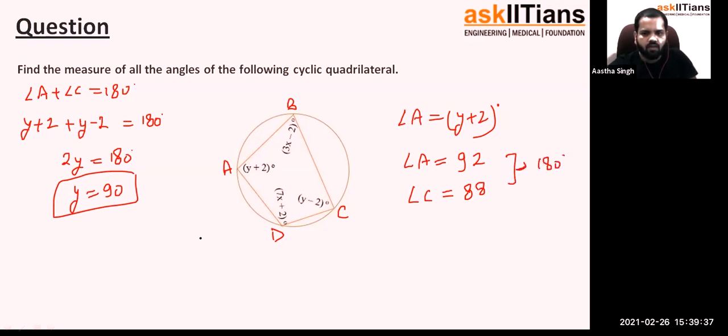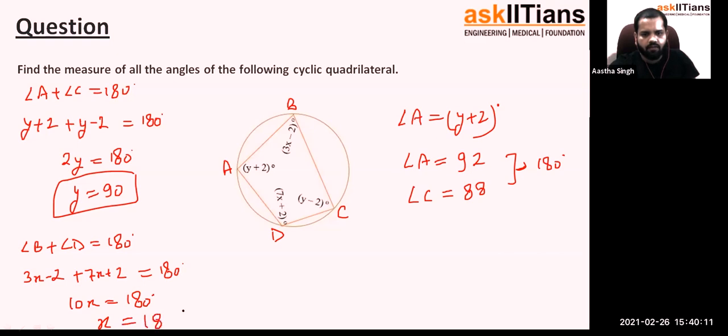Right? So now comes angle B. Also, angle B plus angle D is equal to 180 degrees. What is angle B? Angle B is 3x minus 2. What is angle D? Angle D is 7x plus 2, and the sum is equal to 180 degrees. The 2 and 2 will cancel out, and 7x plus 3x, having the same variable, will add to 10x, which is equal to 180 degrees. So x will be equal to 18 degrees.